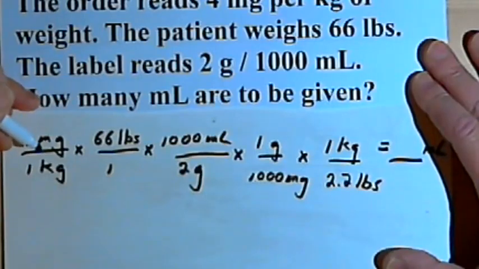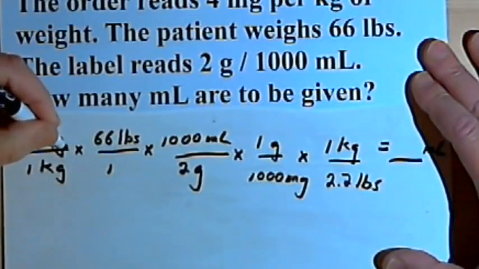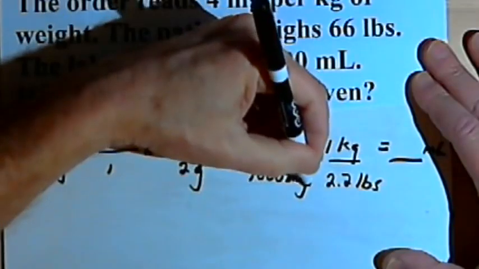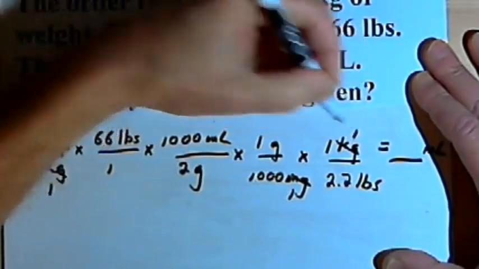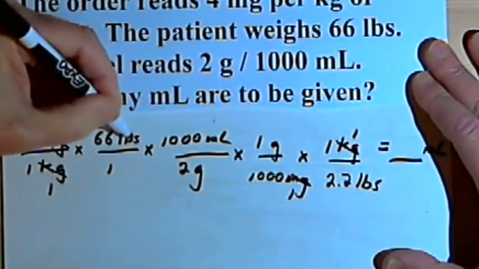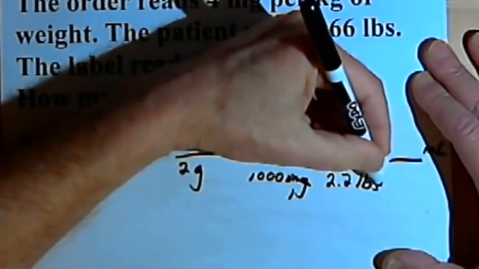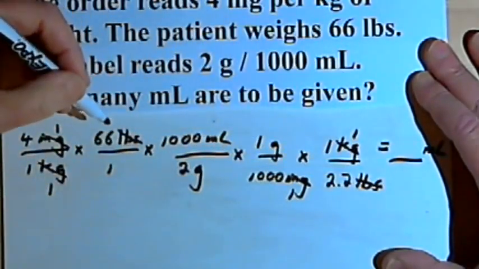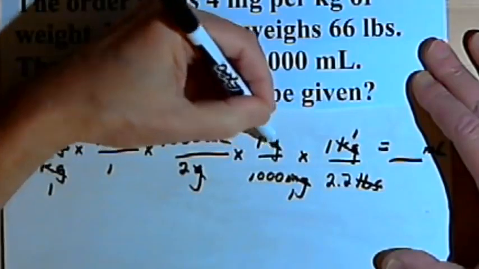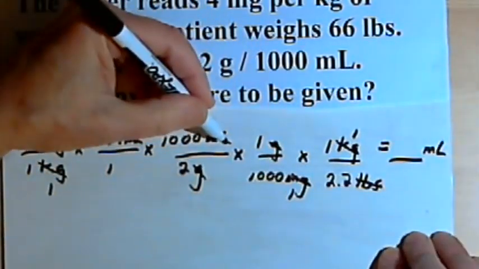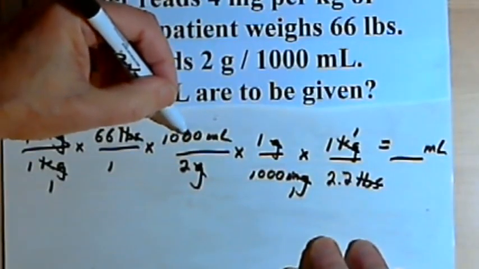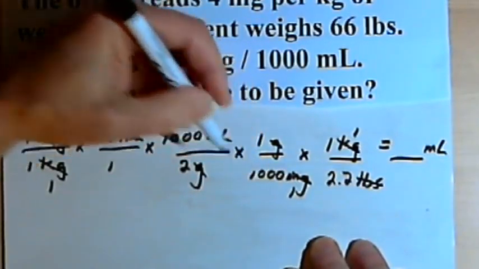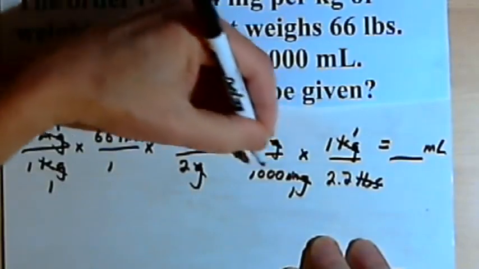Let's start getting rid of the units. I've got milligrams in the numerator, milligrams in the denominator, so they'll cancel. I've got kilograms as a denominator and kilograms as a numerator, so they'll cancel. I can cancel out the pounds that I've got, and I can cancel out the grams. The only unit I'm left with is milliliters. That's how I want things to end up. I've also got 1,000 in the numerator and 1,000 in the denominator, so let's divide both of those by 1,000.